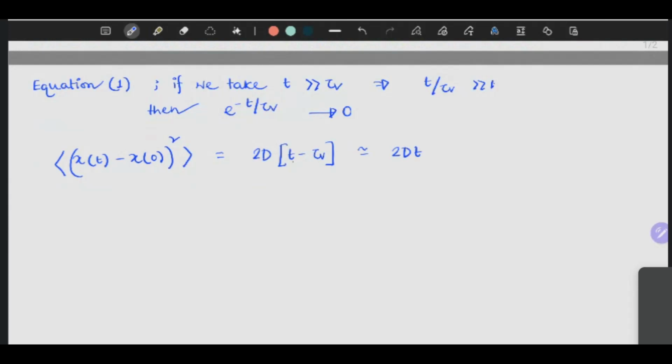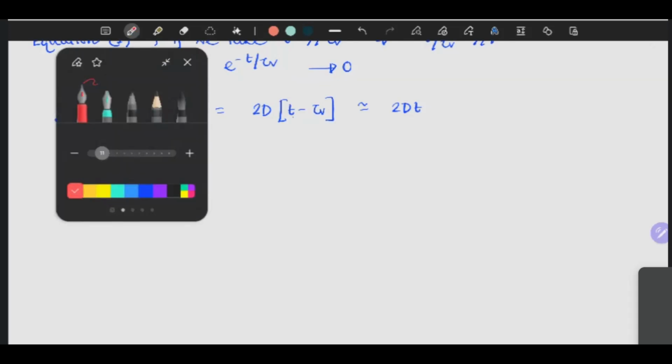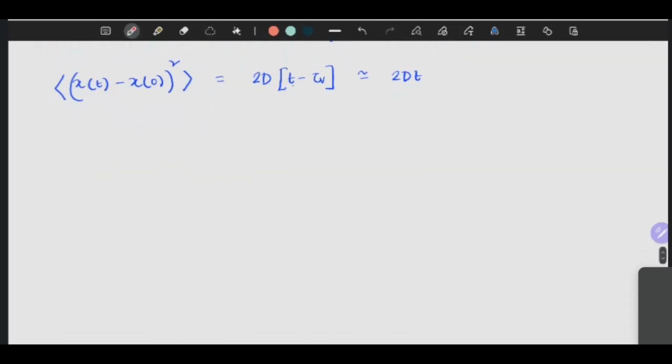So from here we can say that the Brownian motion's mean square displacement becomes 2Dt for the time lag values, or for the time scale when it is very greater than the velocity autocorrelation time scale. Okay, so this is pretty simple. This can be followed from the lecture.